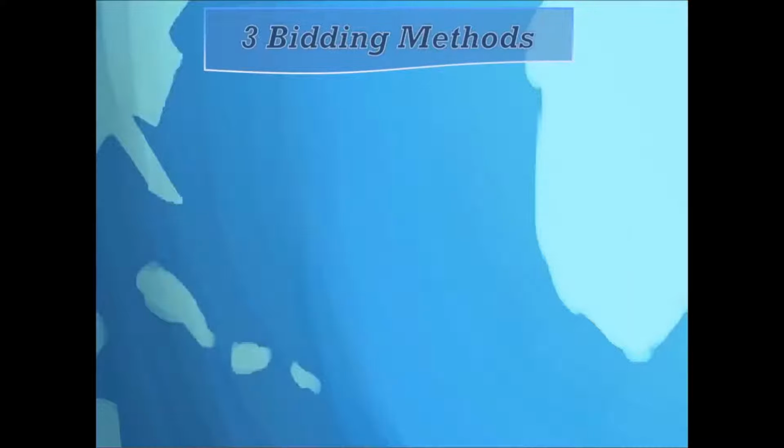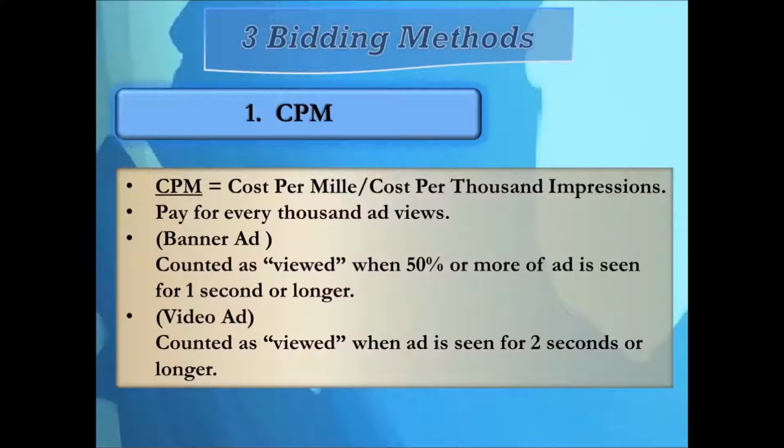There are 3 ways which you can bid on Google Ads. First is CPM, which stands for cost per mil, or cost per 1,000 impressions. You pay for every 1,000 views for your ads. Display ad uses CPM, and an ad is only counted as viewed when 50% or more of your ad is seen for 1 second or longer. If it's a video, it is counted as viewed when it's seen for 2 seconds or longer.